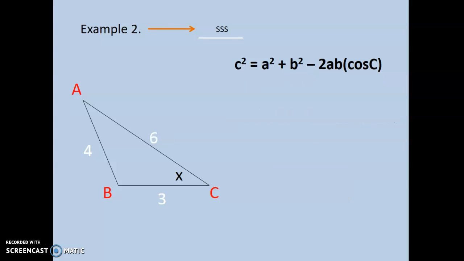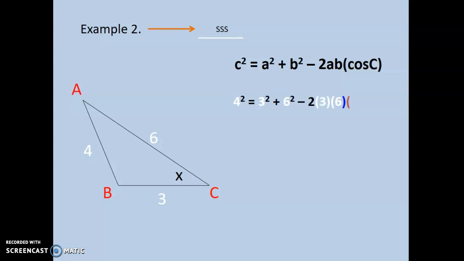All right. Next type, let's look at a side, side, side. In this case, we're given three sides. We want to find angle C. If we want to find angle C, that means we have to put C squared out in front, because that's where the angle C is located in the formula. Okay, so we put the values in.